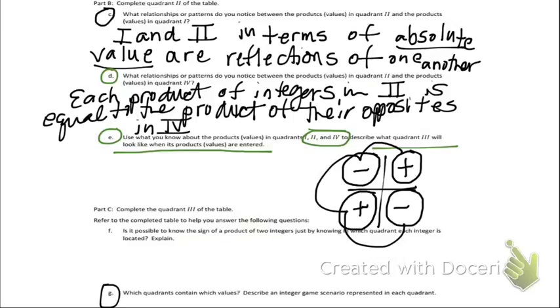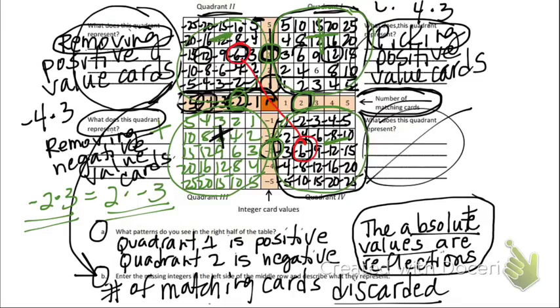Which quadrants contain which values? Gosh, we just went over that. Okay, the integer game scenario. We've been talking about that all along throughout this lesson. Quadrant 1, we talked about picking two 3 cards, and that yields you 6. Quadrant 2, throwing away two 3 cards yields you -6.